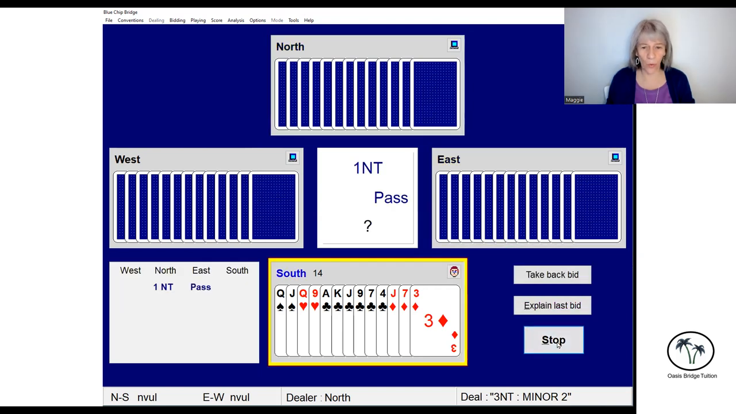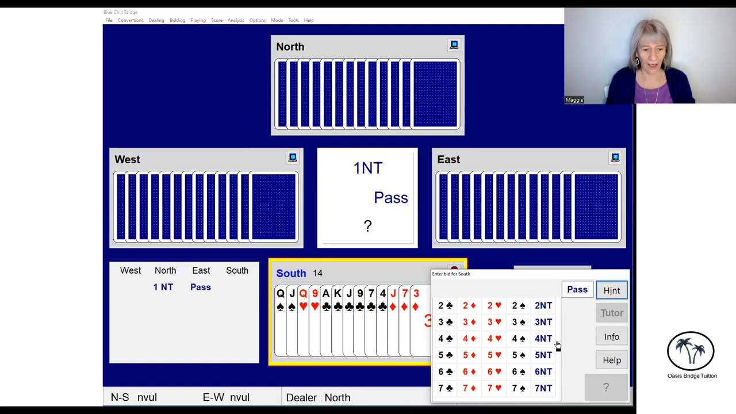Partner opens one-no trump, and we have to make a decision on what to do with the south hand in response. Well, those clubs are very tempting, aren't they? And we also know that we've got an eight card fit in clubs because partner must have at least two clubs for their one-no trump opening. So does that seem like a good bet? Well, it may be. However, those clubs will also play very well in no trump contracts. They will make extra tricks for us.